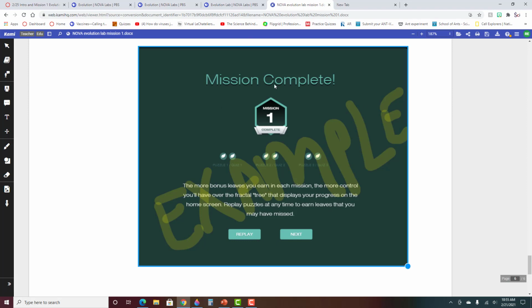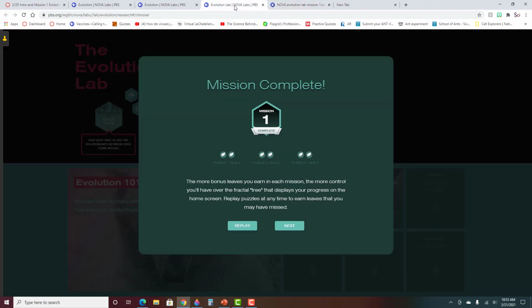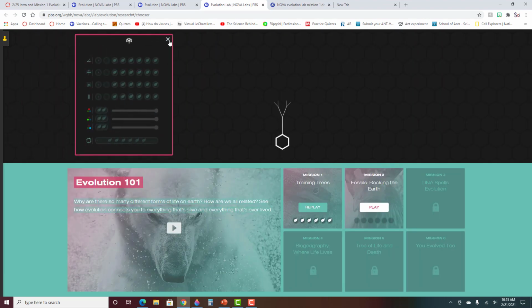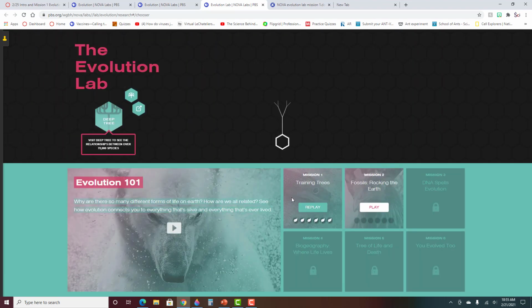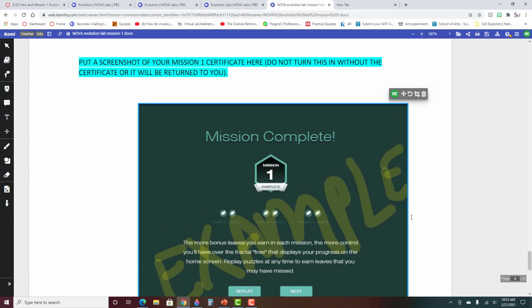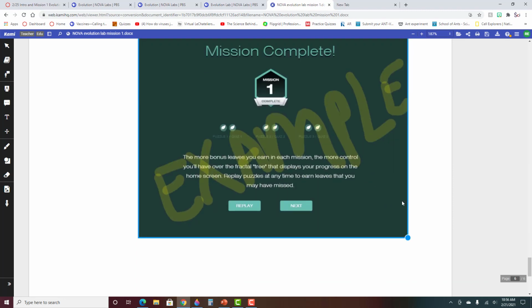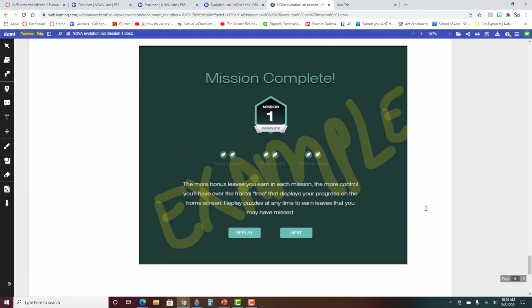If you did accidentally close this, another way you could get the same information, so let's say you clicked next instead of taking your screenshot, is you could take a screenshot of this box right here, and this also shows the leaves, because what I want to see is the leaves and how many leaves you got. So you could also just turn in a little screenshot of this one here. But either one works, and do not turn this in without the screenshot. I'll just return it back to you as incomplete.